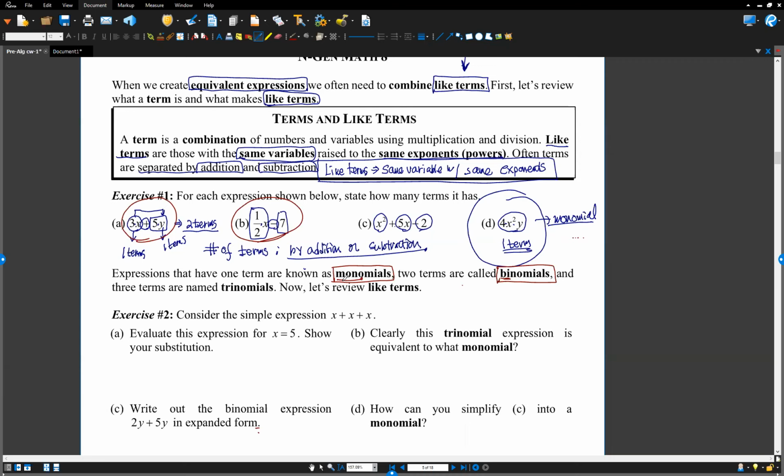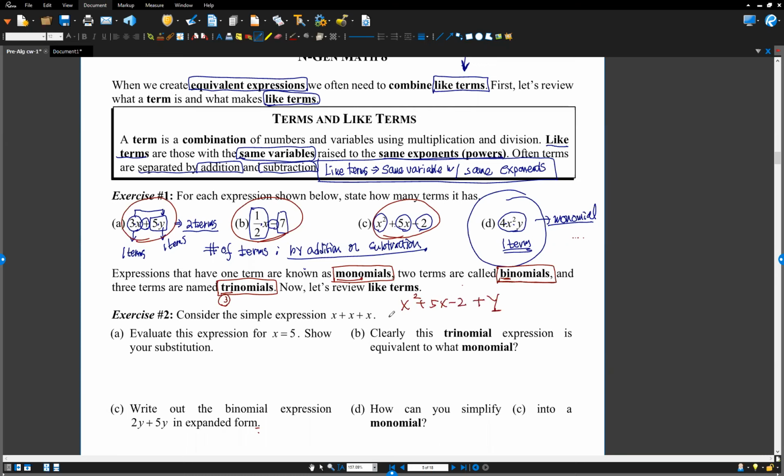Another name for the what? Binomial, special two terms. The special name is binomial. This is what? Three terms, trinomial. Tri means what? Three, okay? What about this one? x squared plus 5x minus 2. We're gonna add one more y.